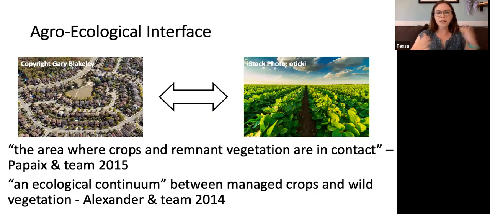And this interaction zone is called the agroecological interface, and that's where crops and that wild remnant vegetation are interacting. And this is happening along an ecological continuum. So there isn't a strict border between agriculture and development. There's agriculture, then we have our home gardens, fallow lands, and then wild land. So there isn't a clear cut.